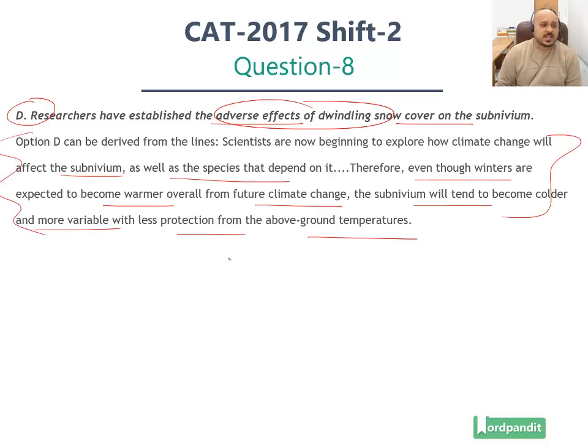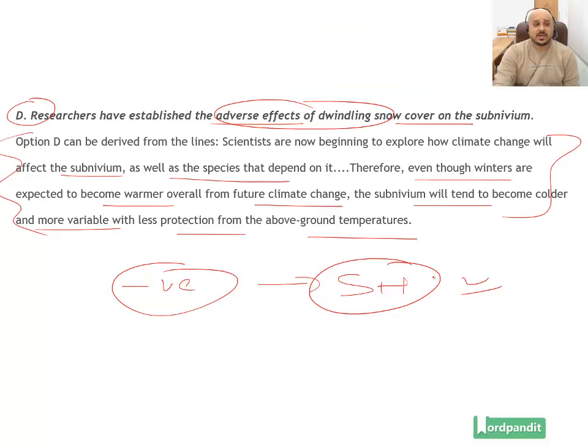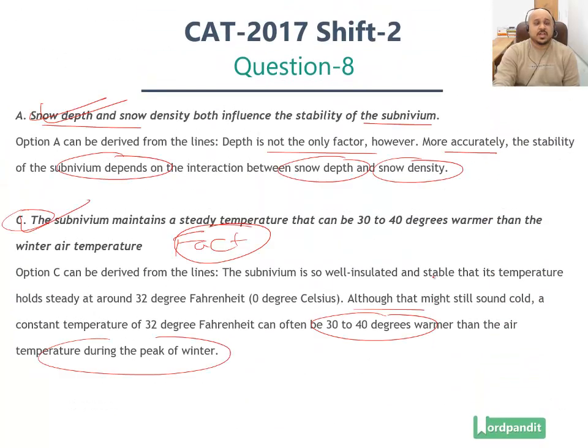These are all extracts which point out the negative influence that climate change is going to have on the subnivium. The author clearly states this in the passage as well, that when snow cover reduces, there are going to be issues. So these are 3 statements which are derived from the passage itself. Option number D is a little indirect. You don't find the exact words. A and C, on the other hand, are directly stated in the passage itself. D, you can look at it, is effectively the implied sentiment.